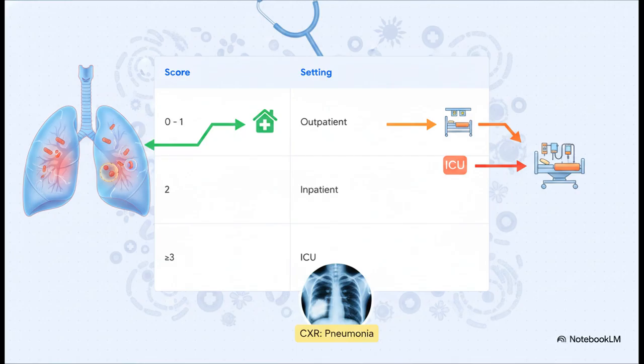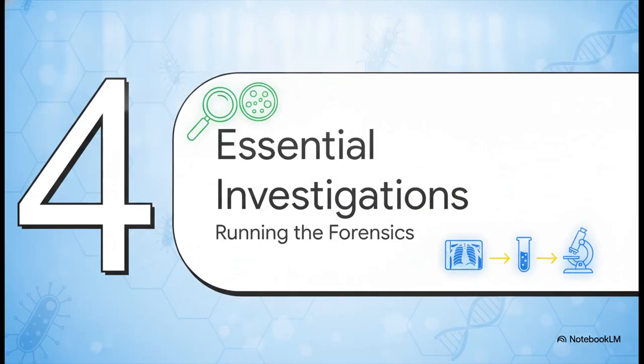A score of exactly 2 means they require inpatient admission. Get them on the ward. But a score of 3 or higher, that patient is critically ill and needs to go to the ICU right away. This simple scoring system brilliantly standardizes triage. It literally saves lives. Moving on to Section 4, Essential Investigations.